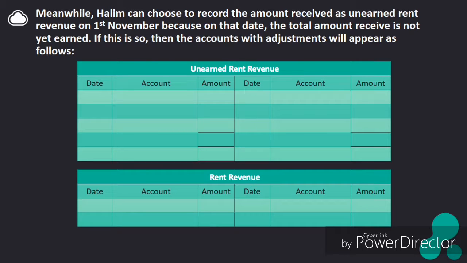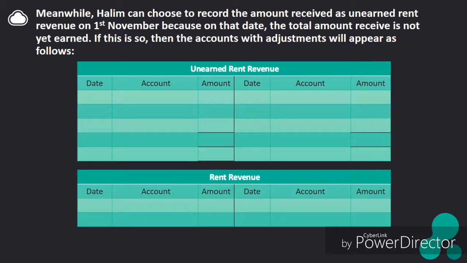Meanwhile, Halim can choose to record the amount received as unearned rent revenue on 1st November because on that date, the total amount received is not yet earned. If this is so, then the account adjustments will appear as follows.